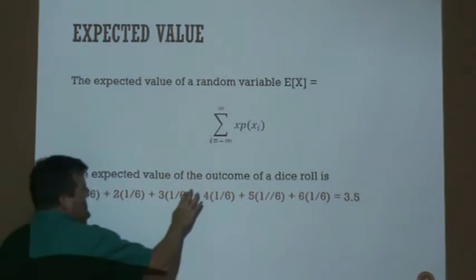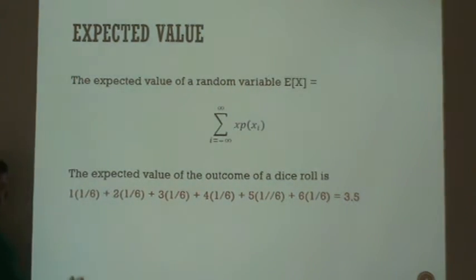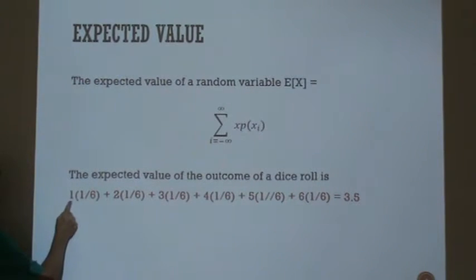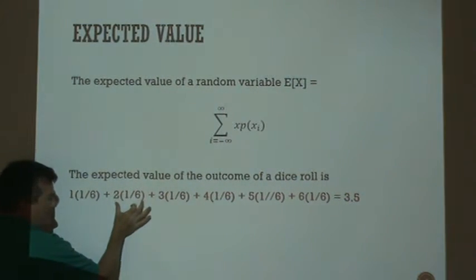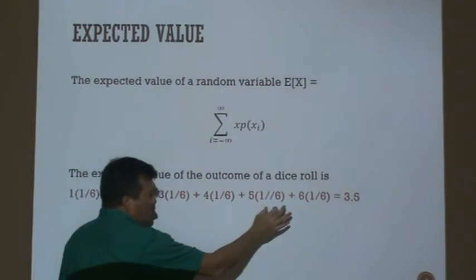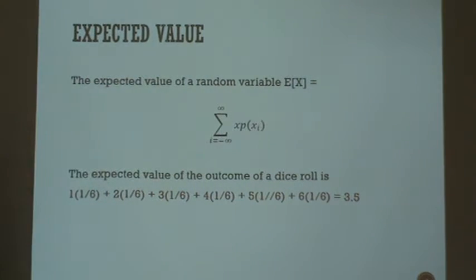So the expected value of the outcome of a roll of the dice would be, well, the value could be a 1 and there's a 1/6 chance of that happening. Or it could be a 2 and there's a 1/6 chance of that happening. 3, 1/6, and so on. And we'd add this all up and the average would come out to 3.5, right?